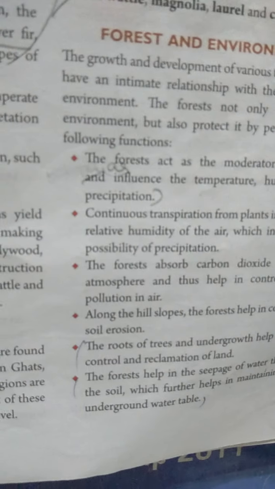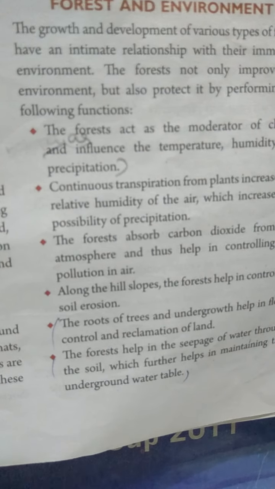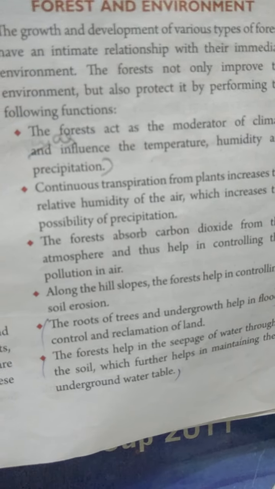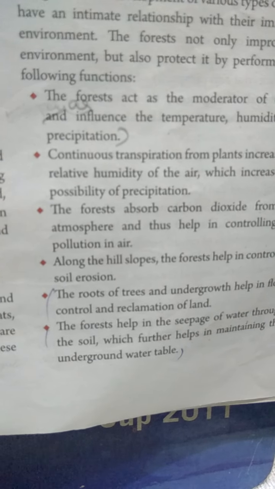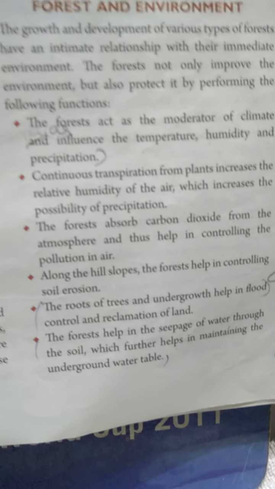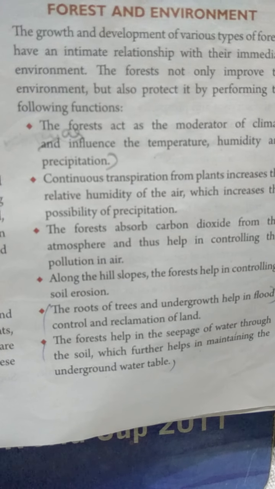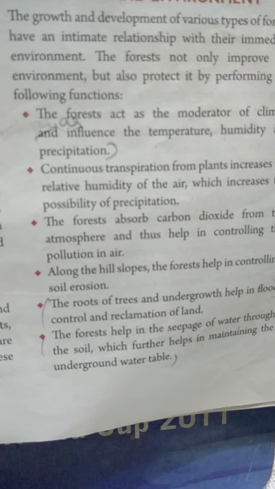The second point is forest and environment, the relationship of forest and environment. The growth and development of different types of forest help to improve our earth's environment. Some of these functions I already explained in the importance of forest, but as an environmental value, the forest acts as a moderator of climate and influences temperature, humidity and precipitation.